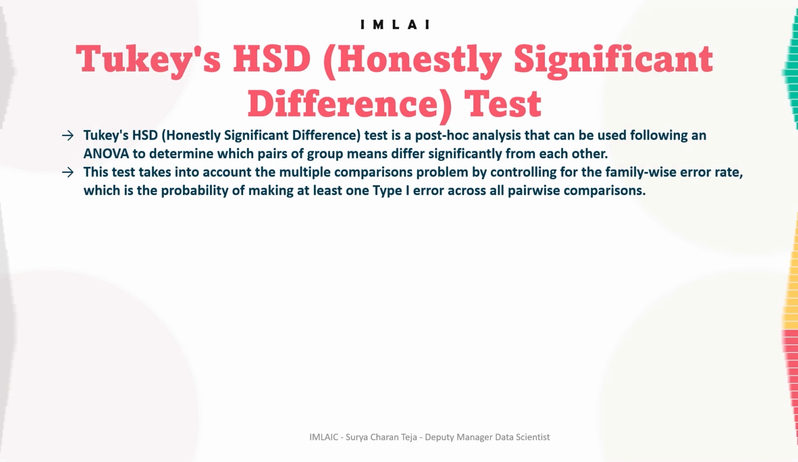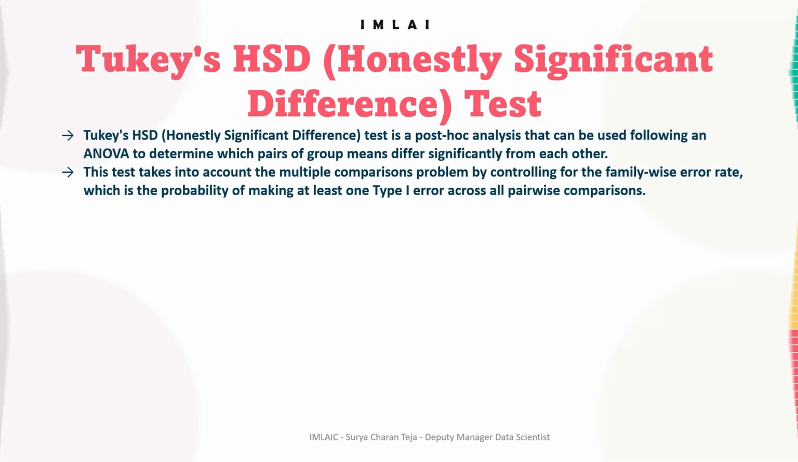If the difference between two group means is greater than the HSD value, then we can say with a certain level of confidence that the difference is statistically significant. The HSD value is calculated based on the number of groups being compared, the total number of observations, and the significance level alpha chosen for the test.